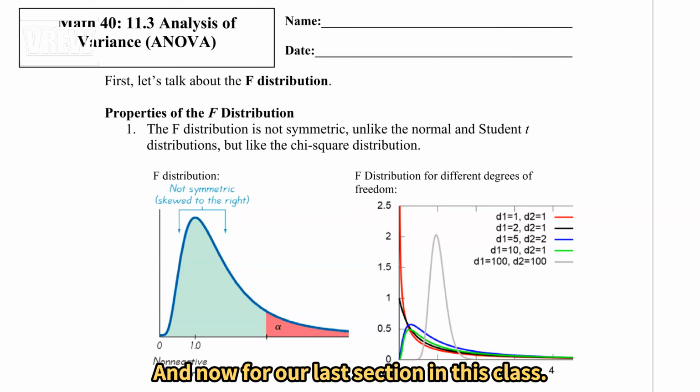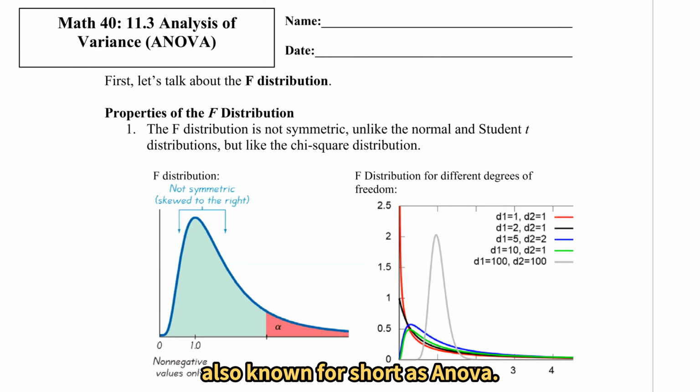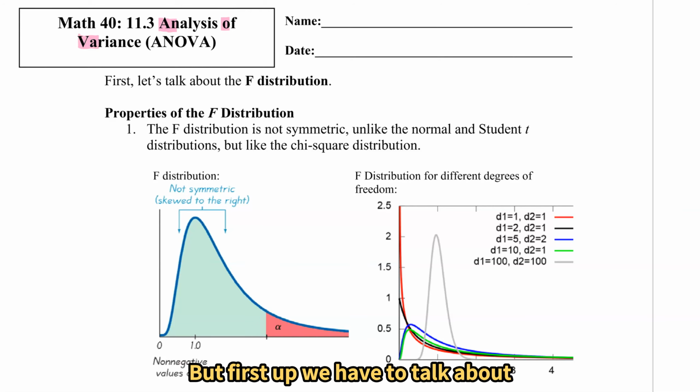And now for our last section in this class, we're going to talk about the analysis of variance, also known for short as ANOVA. And we get the ANOVA from analysis of variance. But first up, we have to talk about something called the F distribution.